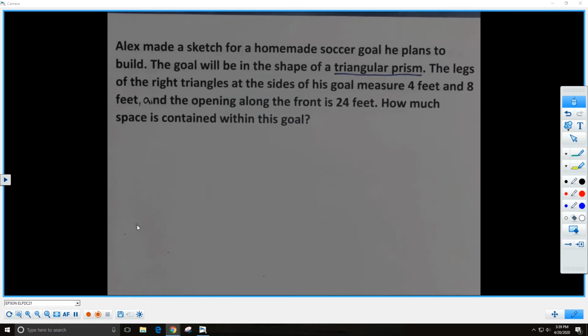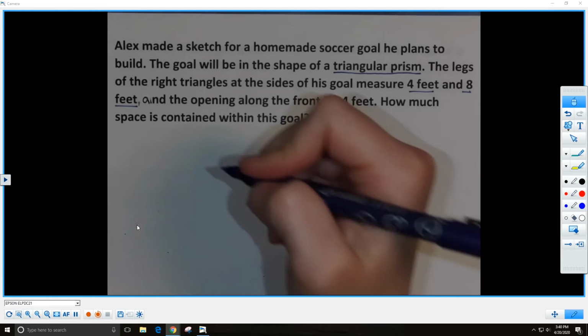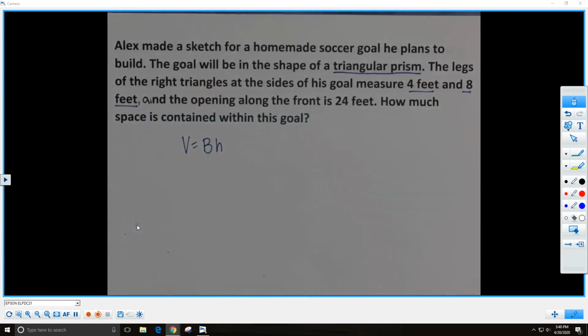Okay, so the problem says that the base of the triangle will be 4 feet in length and that the height of the triangle will be 8 feet in length. 4 feet and 8 feet. So since you're calculating the volume, you're going to need the area of the base and the height. Remember, volume equals the area of the base times the height. We've been talking about that for the entire lesson.